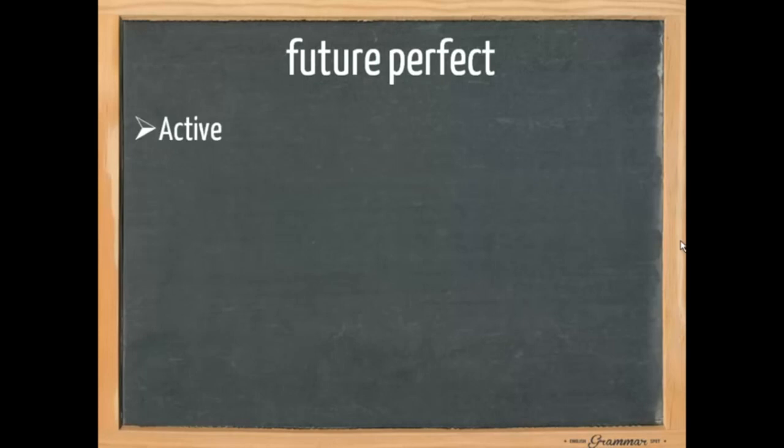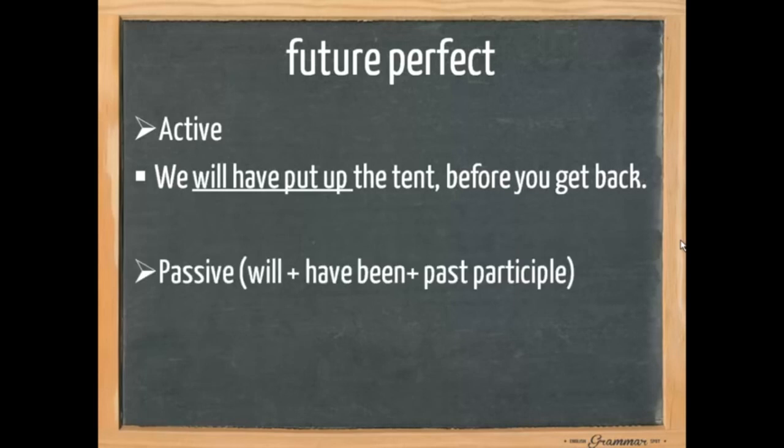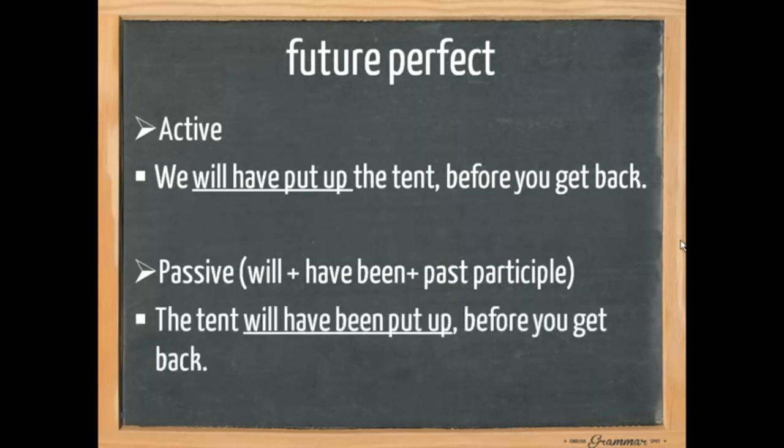And for the future perfect: We will have put up the tent before you get back. And the passive: "will" plus "have been" plus the past participle. Remember, it's a perfect, so we need to use "been." The tent will have been put up before you get back. So that were all the tenses. Remember, use a form of "to be" and use the past participle.